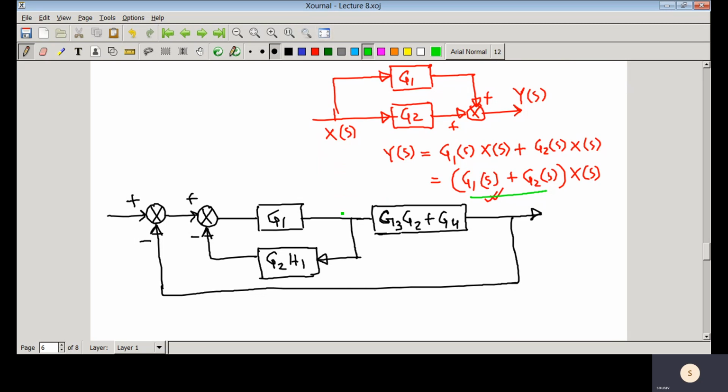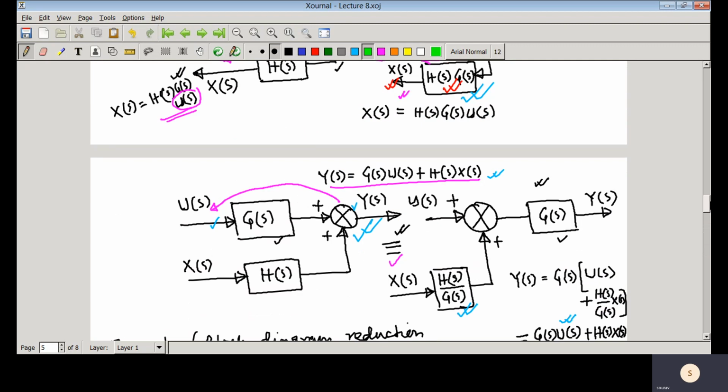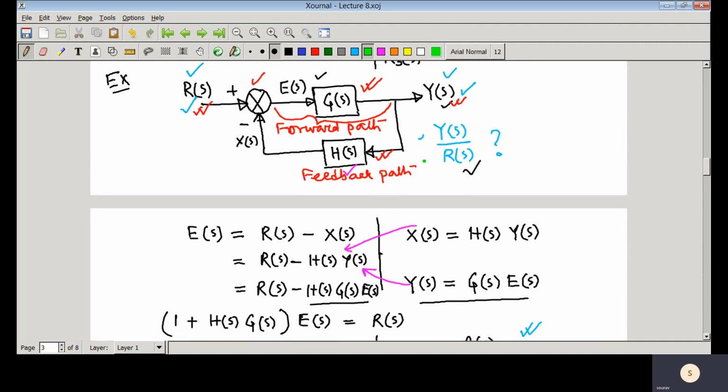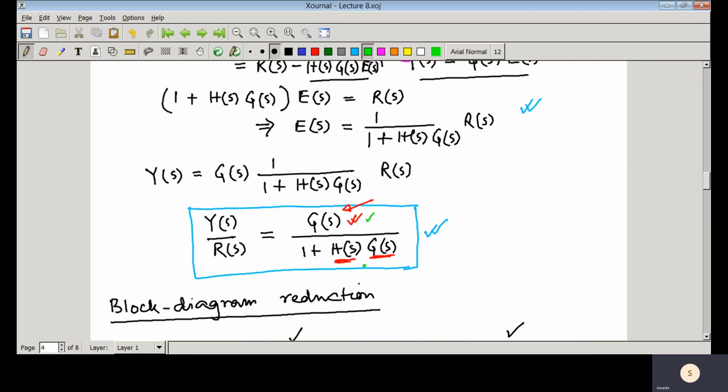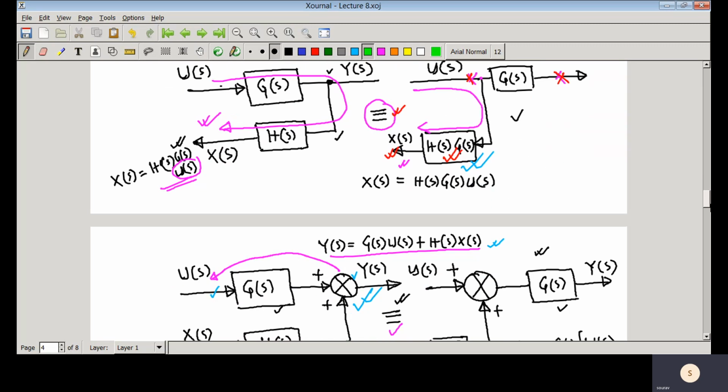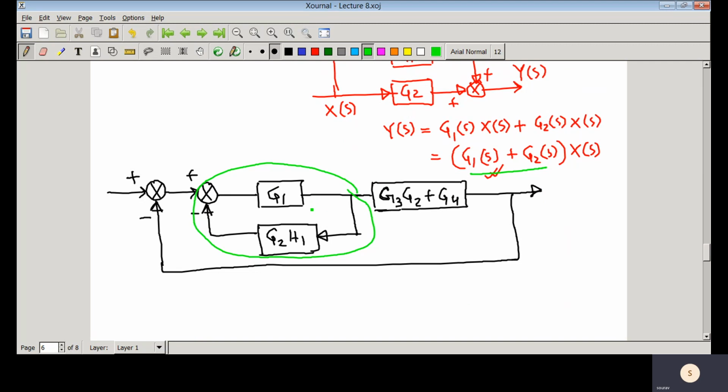So now we'll be concentrating on this particular loop. And you can see here that this loop and that loop are the same. So what is the transfer function from input to output? That is the forward path transfer function, GS, divided by 1 plus the feedback path transfer function and the forward path transfer function. So here, if you look at this particular loop, the forward path transfer function is G1 and the feedback path transfer function is G2 into H1. So what is the transfer function from this particular point to that point? That would be G1 divided by 1 plus the feedback path transfer function, that is G2 H1, into the forward path transfer function, that is G1. So it is simple.